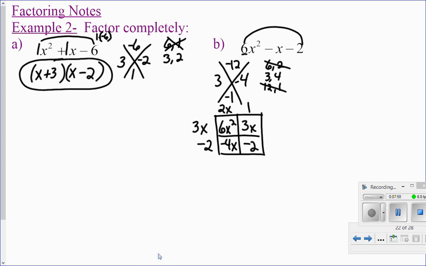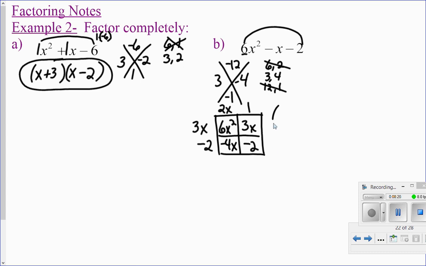So I should check this just to be sure that especially my signs are correct. I didn't make a mistake. So 3x times 2x is 6x squared. That's correct. 3x times 1 is 3x. Yes. Negative 2 times 2x is negative 4x. And negative 2 times 1 is negative 2. I have just confirmed that these are the factors of my original expression.